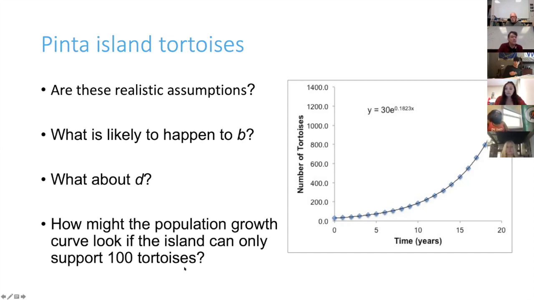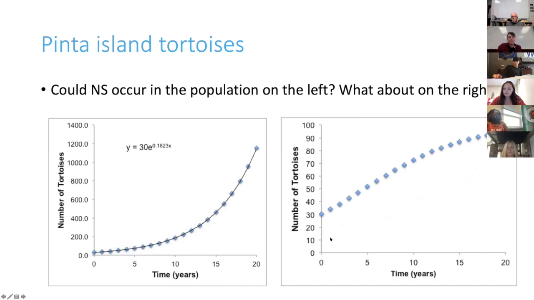So how might this curve look if the island couldn't support 12,000 tortoises, but could only support 100 tortoises, and they started with 30? Any predictions of what that might look like? It would probably flatten out really quick. Yeah, it would probably flatten out, maybe reach a plateau. And often we describe these kinds of curves as having a bit of an S shape to them, like a stretched out S. So they start out slow, they get steep right around here, and then they get shallow again.